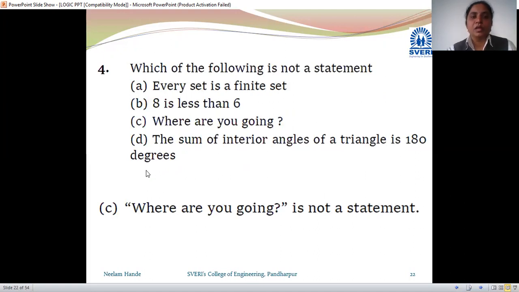Next, which of the following is not a statement? Every set is a finite set. Some statement is there. Okay, it might be correct or it might be wrong, but it is a statement. 8 is less than 6. It is also a statement, though it is wrong, but a statement. Where are you going is a question, so it is not a statement. The sum of interior angles of a triangle is 180 degrees. Yes, this is also a statement. But the interrogative one is a question, so it is not a statement. So the correct option will be option C.